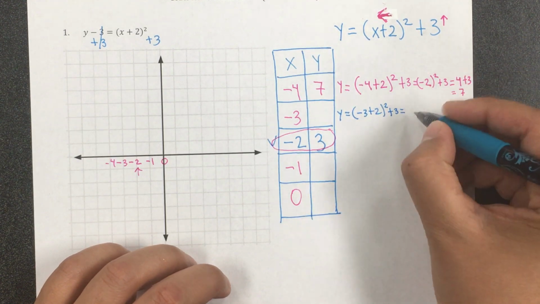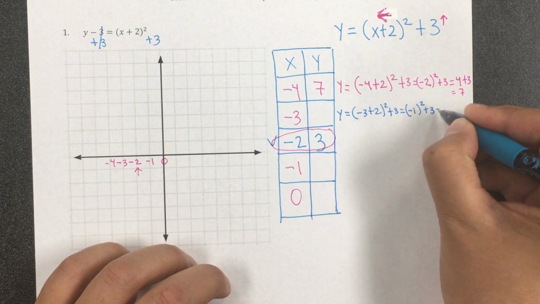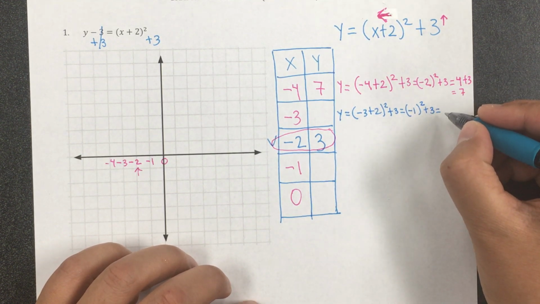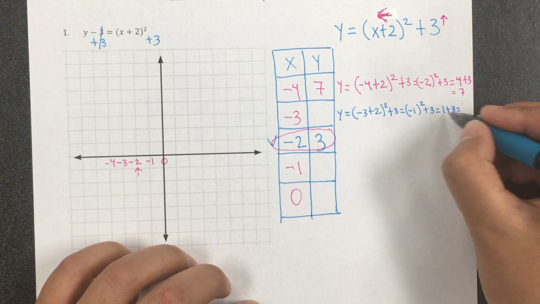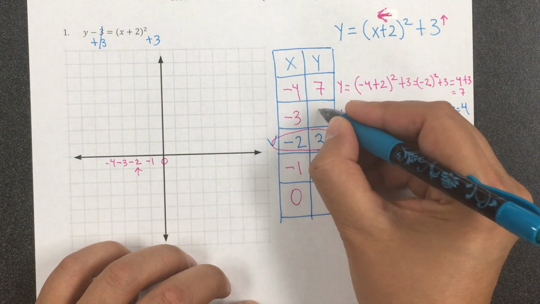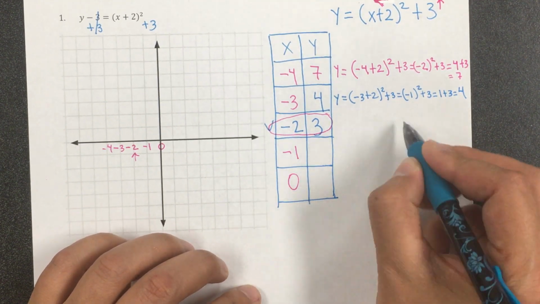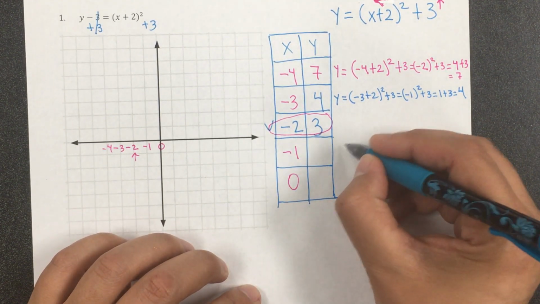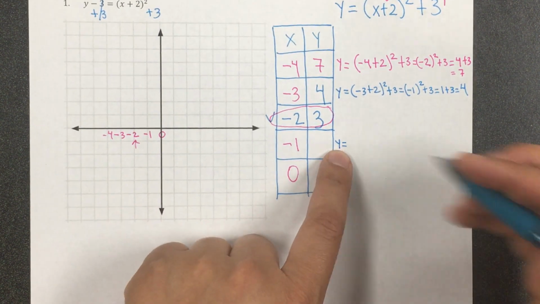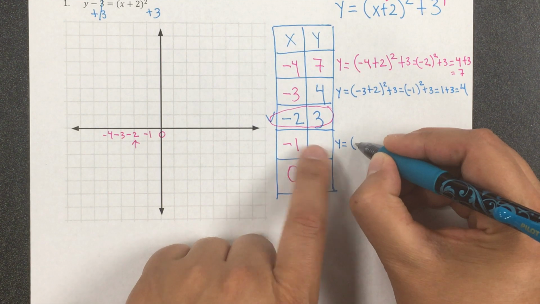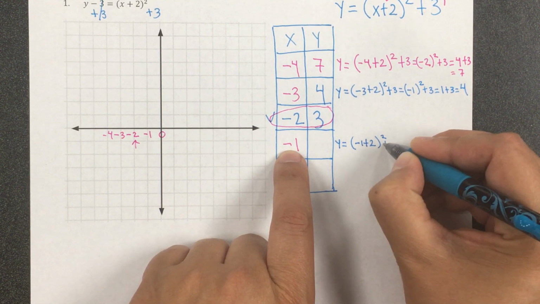-3 plus 2 is -1, squared, plus 3. -1 squared is +1, plus 3 gives me 4. So that's the next value. Since we don't need to do this one because we already have the value for y, we go to the next one. And so you have y equals -1 plus 2 squared plus 3.